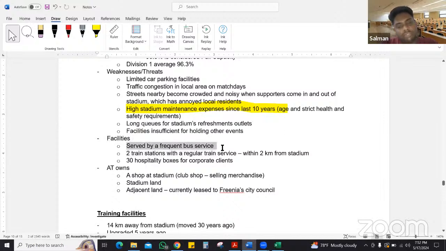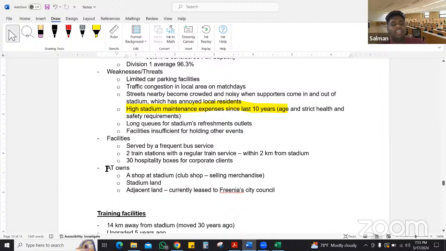The facility is served by a frequent bus service. Oh, that's a good thing for fans, if there is a direct bus that goes across our stadium. There are 2 train stations with regular train service. So if fans want to visit the stadium, they have bus and train services, and for corporate clients, there are 30 hospitality boxes.